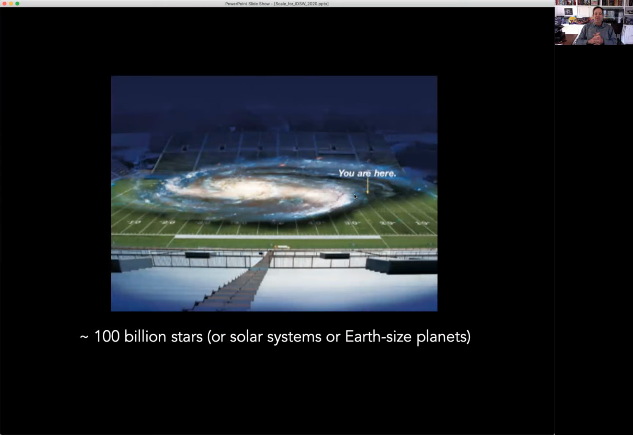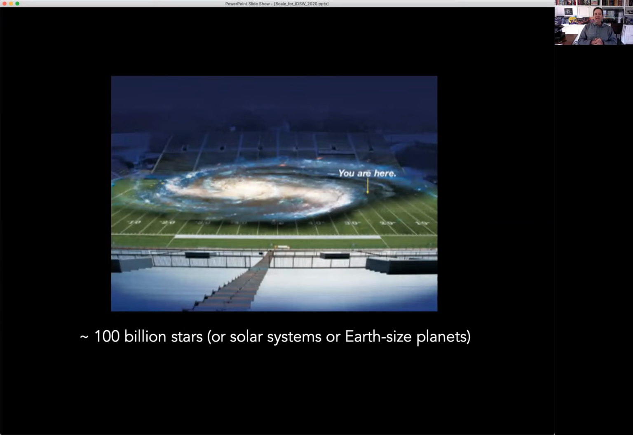And so the alternative way I'm going to have you think about the size of the Milky Way galaxy is to think about the number of stars that are in it. And as you can see, it says here on the screen, there are roughly 100 billion stars in the Milky Way galaxy, actually a few hundred billion, but 100 billion is a good number to think about. Because we know now that almost all stars have planets, you could also think of that as being 100 billion solar systems in the Milky Way galaxy, or even that there's probably something close to 100 billion Earth-sized planets in the Milky Way galaxy.